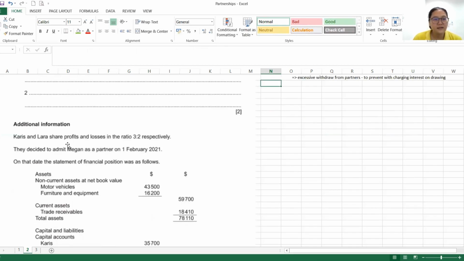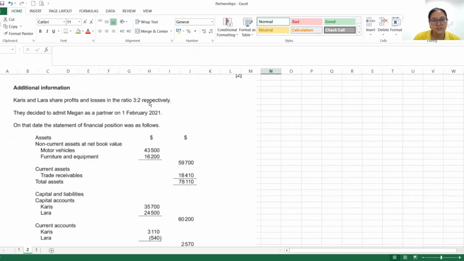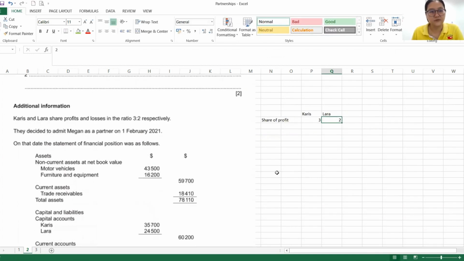Next, Caris and Lara share profits and losses in the ratio 3:2 respectively. As I say, it's good to list out all the agreements that they have. First is the share of profit, the profit ratio, which is 3:2, here is Caris and then here is Lara. This is the information that we have.